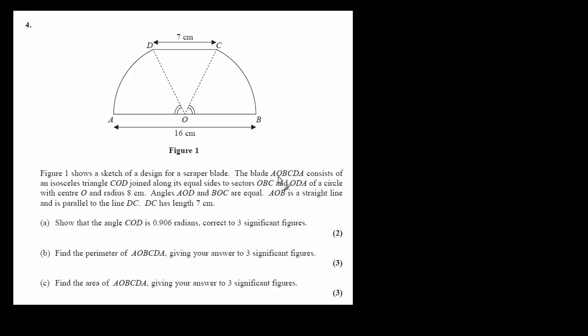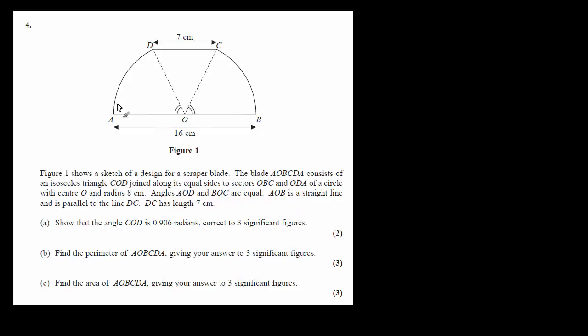The blade AOBCDA consists of an isosceles triangle in the middle, and then it has two sectors of a circle with a radius of 8 centimeters. Angle AOD, so that's this one in this corner, and BOC are equal. So basically these two sectors are exactly the same, with an isosceles triangle in the middle.